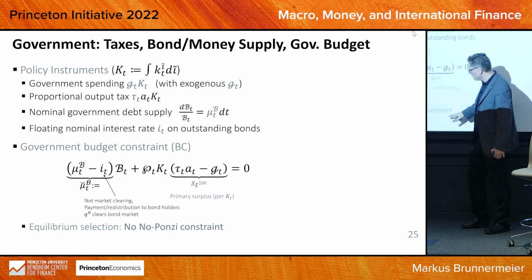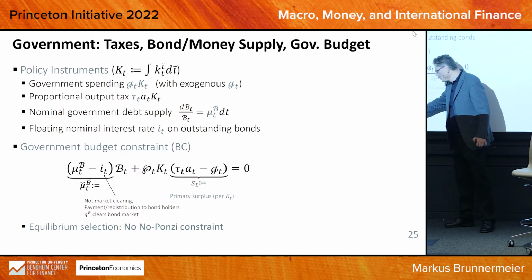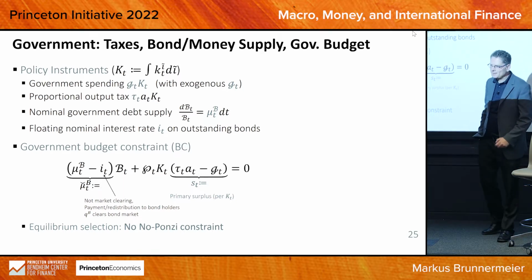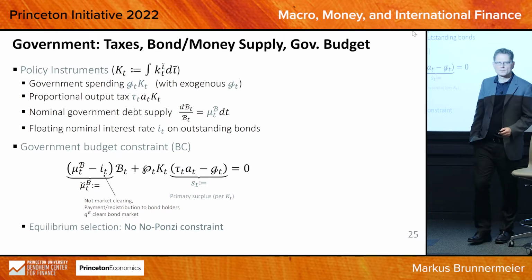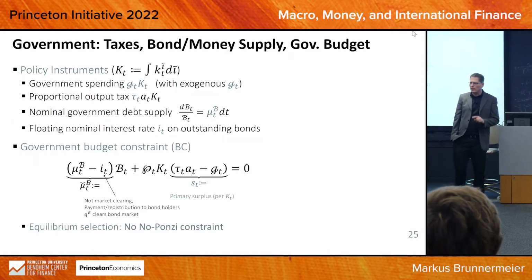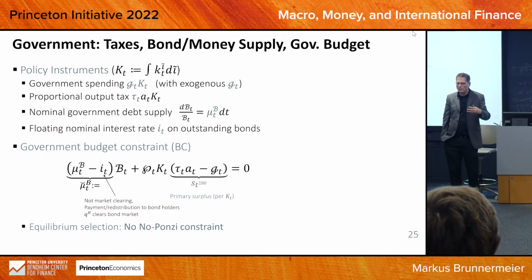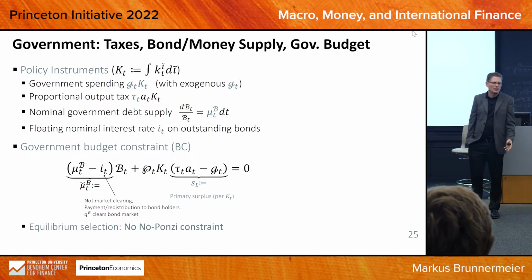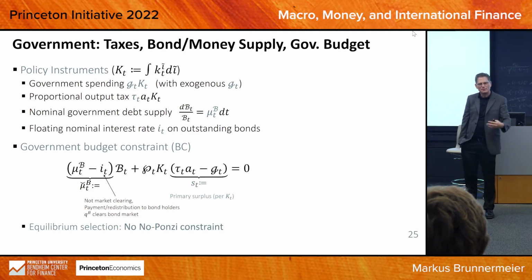And the government has a no-Ponzi condition. Okay. It can run a Ponzi scheme. Okay, are there questions? So I will jump a little bit now because I set up the problem and Julie went through the solution techniques, and I just jump to the key equations now.